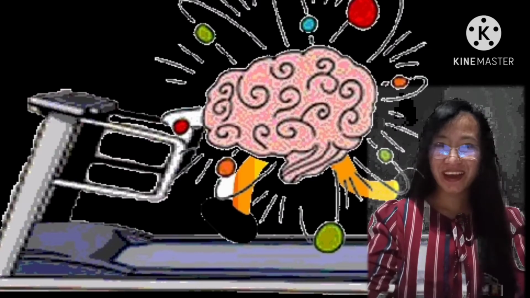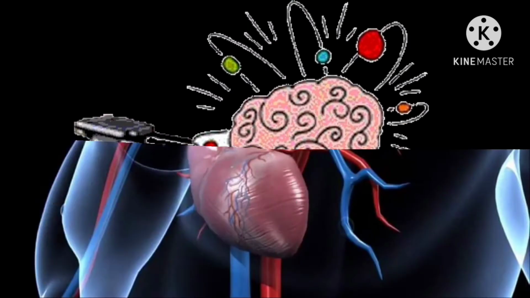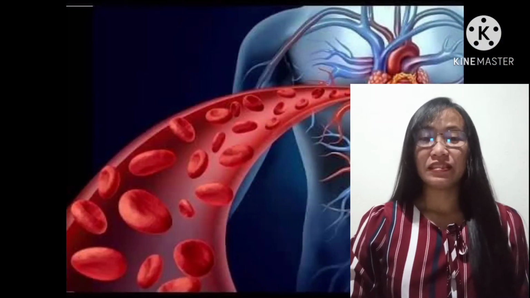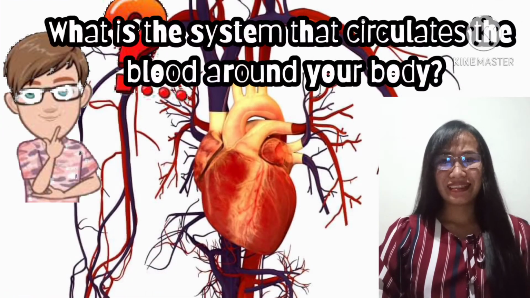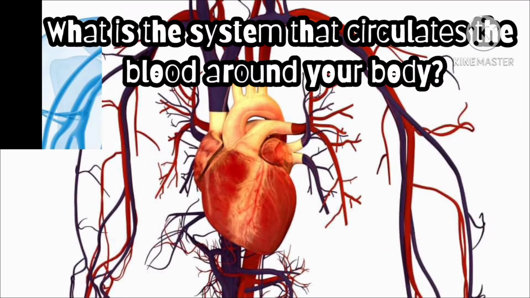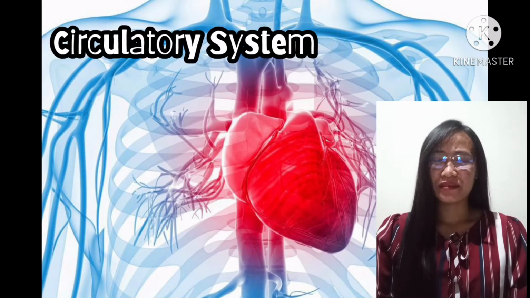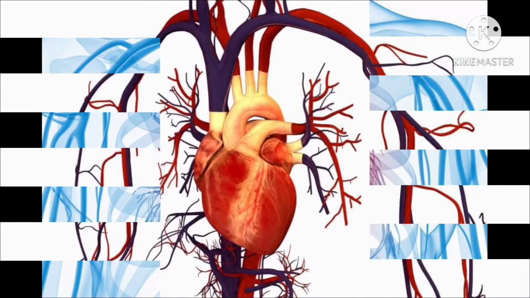Let's stretch your brain. Do you know what the major structures of the cardiovascular system are? Well, these are the heart, the blood, and the blood vessels. So what is the system that circulates the blood around your body? Yes, the circulatory system is also known as the cardiovascular system.